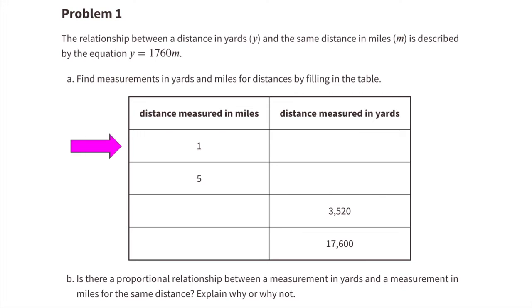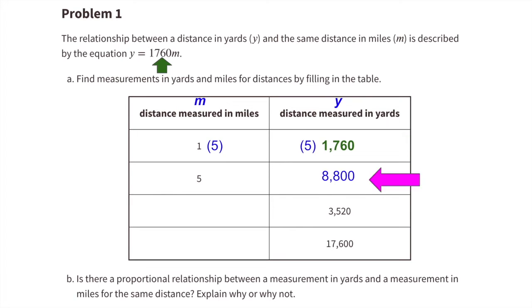This table has distances measured in miles on the left and distances measured in yards on the right. I'll label them M and Y. 1 times 1,760. So there's 1,760 yards in 1 mile. 1 times 5 equals 5, and 1,760 times 5 equals 8,800. So there's 8,800 yards in 5 miles.